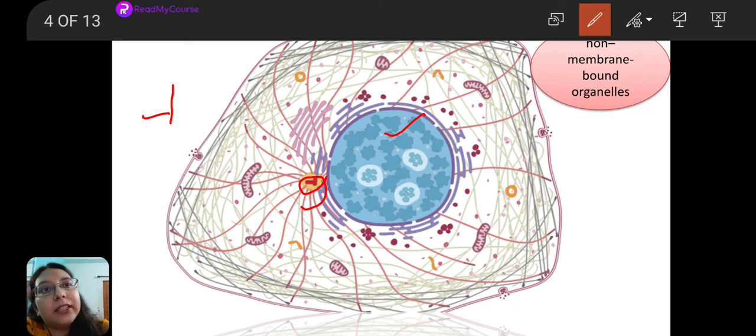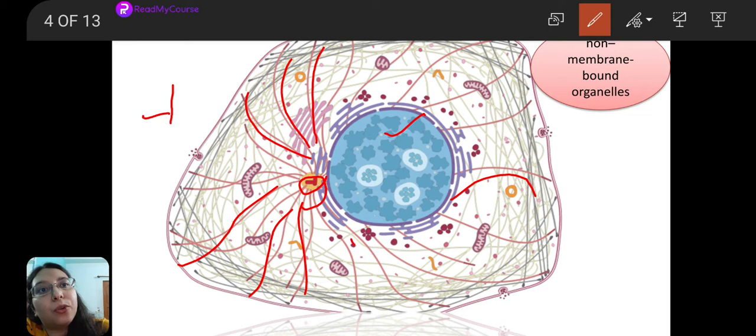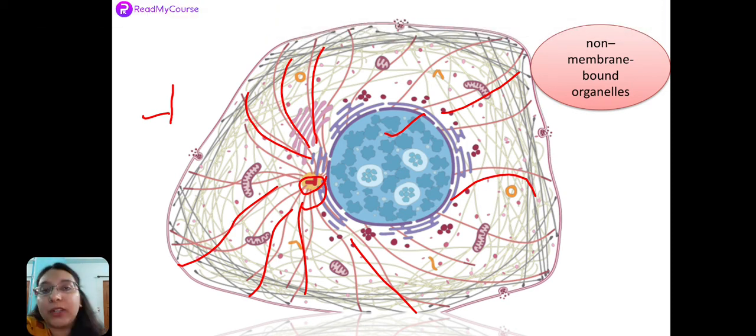Another important thing that we see over here are these filaments, fibers which are extending throughout the cell. These are the microtubules, right, which are spreading throughout the skeleton of the eukaryotic cell. Another important thing that we need to remember about this structure is that it is not a membrane bound structure. Unlike other cell organelles which are normally membrane bound, centrosomes are not membrane bound organelles. Okay, with that we move to the next slide.